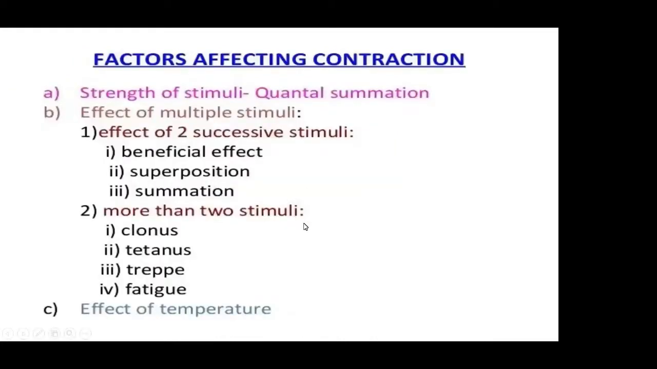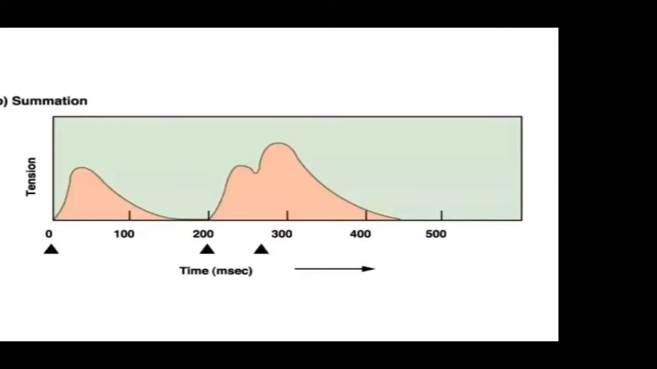Now, let's see what happens if you give successive stimuli or multiple stimuli. Effect of two successive stimuli: one is the beneficial effect, and then superimposition and summation. And for the effect of multiple stimuli, we will see clonus, tetanus, staircase phenomenon, and fatigue. And lastly, we will see the effect of temperature.